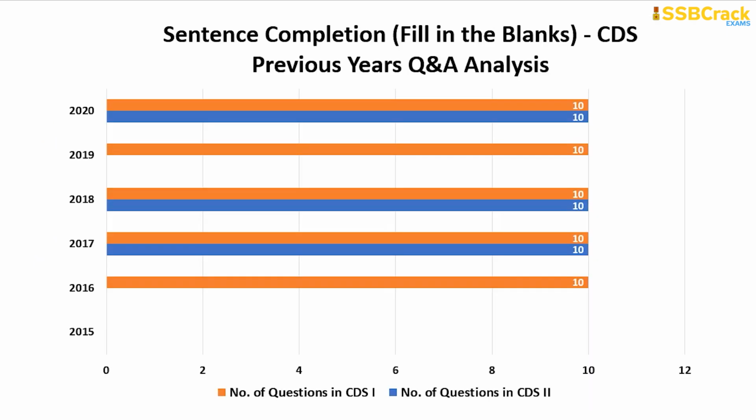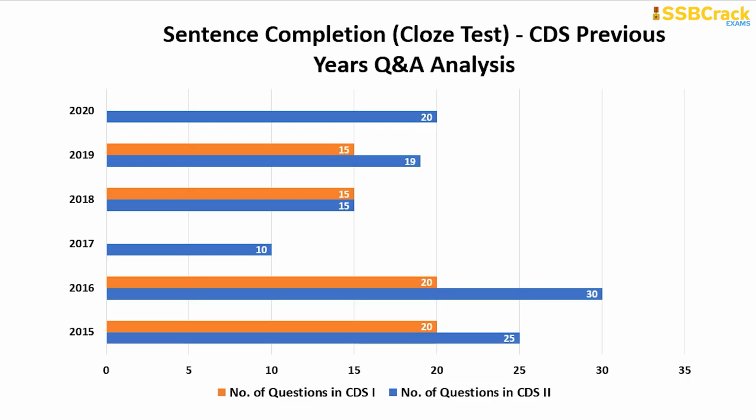Now coming to the next part of the topics, which is sentence completion in the form of fill in the blanks and close test. We are going to see how many questions came from fill in the blanks and how many from close test each year. Now ranging from 2016 to 2020, because no questions came from fill in the blanks in 2015, consistently 10 questions have come, right? And from close test, as you can see, it has been quite a regular pattern in which the questions came.